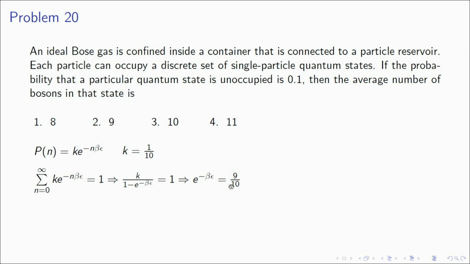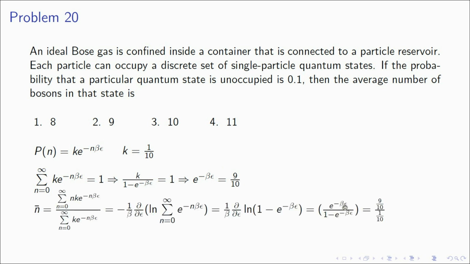9 by 10. In normal statistics, the number of particles is fixed, but in this one it can go to infinity. So from there you get this term e to the power minus beta epsilon is 9 over 10, and also if you remember the expected value, this is photon statistics, it's 1 over e to the power beta epsilon minus 1. So there you can just put the value and you get the answer.